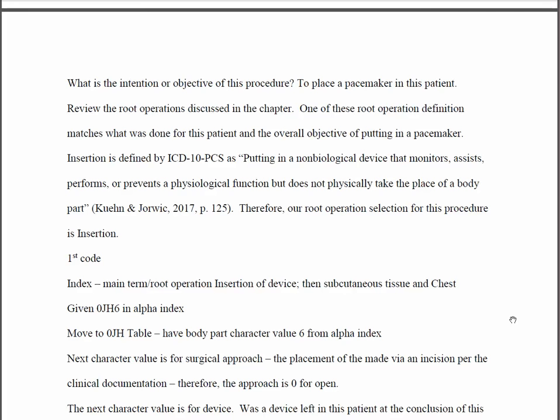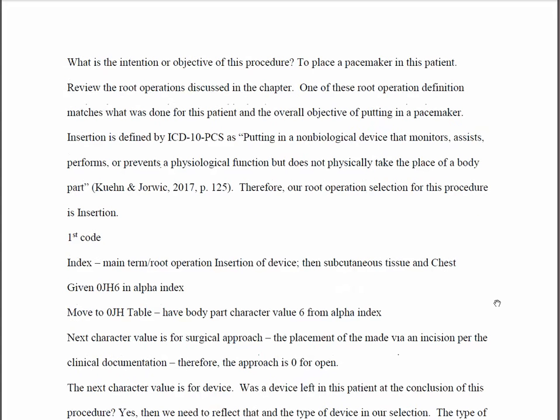Insertion is defined by the ICD-10 PCS coding system as putting in a non-biological device that monitors, assists, performs, or prevents a physiological function but does not physically take the place of a body part. In this case, the pacemaker is a non-biological device that is going to assist heart function. So our main term is insertion, which is also our root operation.